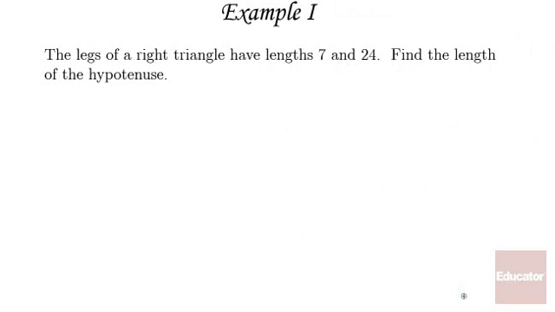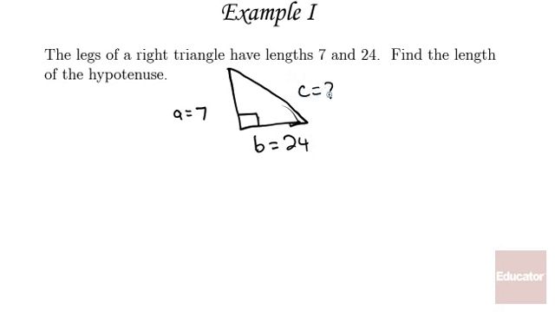Now, let's apply the Pythagorean theorem to some examples. In the first example, the legs of a right triangle have lengths of 7 and 24. Find the length of the hypotenuse. It's always helpful when geometry is involved to sketch out what you're given. So this is a right triangle, and the legs have lengths of 7. So I'll call this side A, and I'll call this side B. So A is 7, and I'm going to let B be 24. And I'm asked what C is. I don't know what C is.